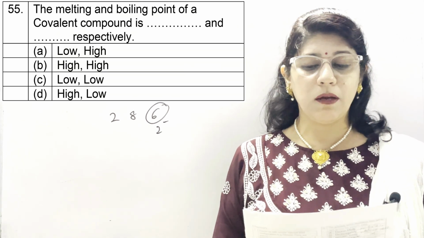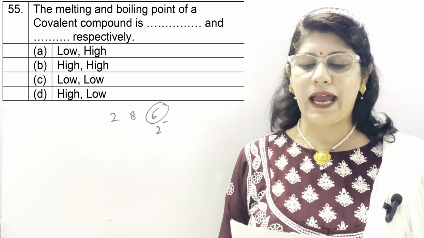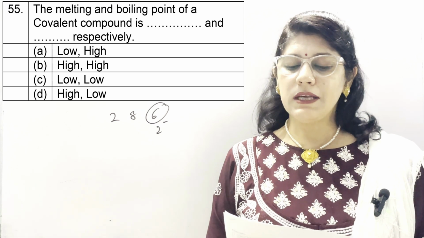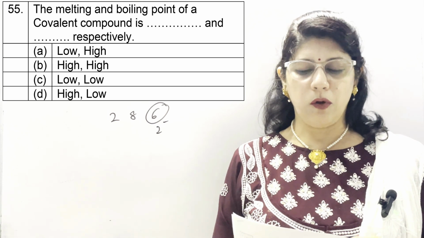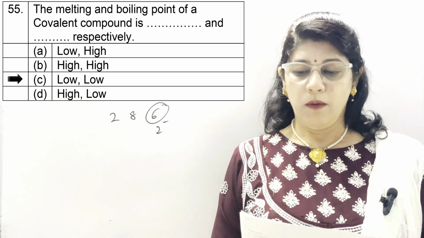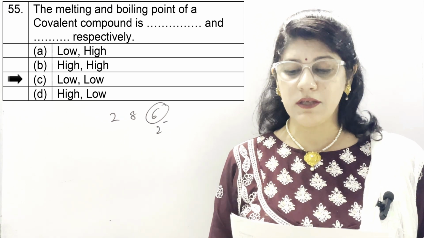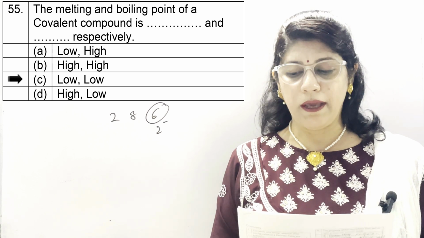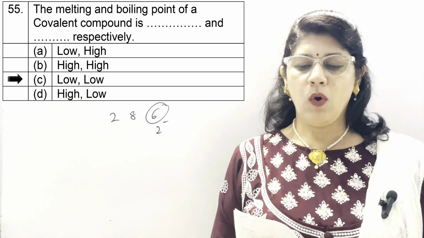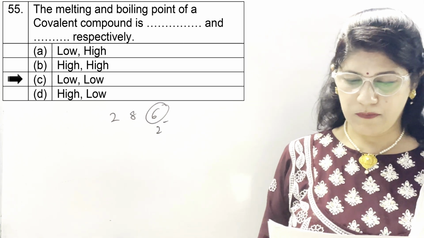Question number 55. The melting and boiling point of covalent compound is dash and dash respectively. A option is low and high, B is high and high, C is low and low and D is high and low. So correct option is low and low, because due to weak attractive forces, less energy is required to break the force between the bond. So they have low boiling and melting points.